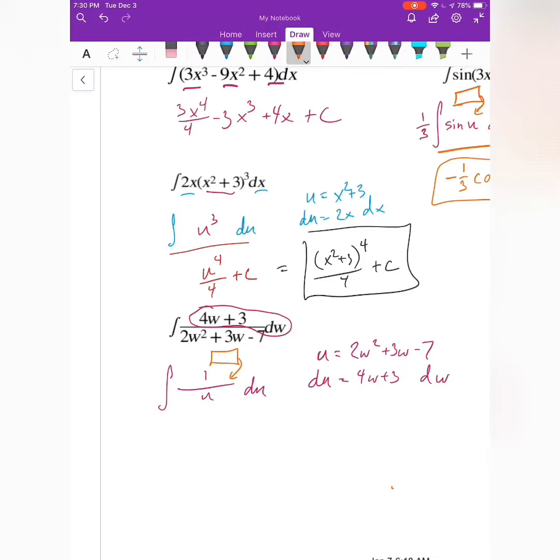Whose derivative is 1 over u du? And that'll hopefully lead you to ln of the absolute value of u plus c. Now you could write u there and then on the second line write in what u is, but I always leave a blank so I could just write 2w squared plus 3w minus 7, and you have answered the question.